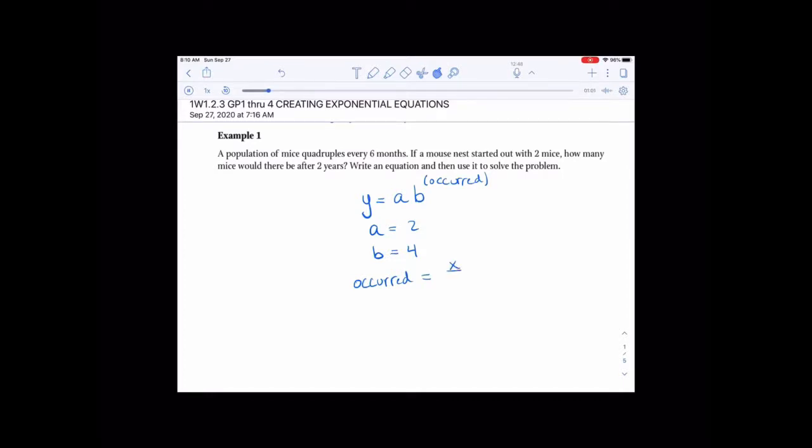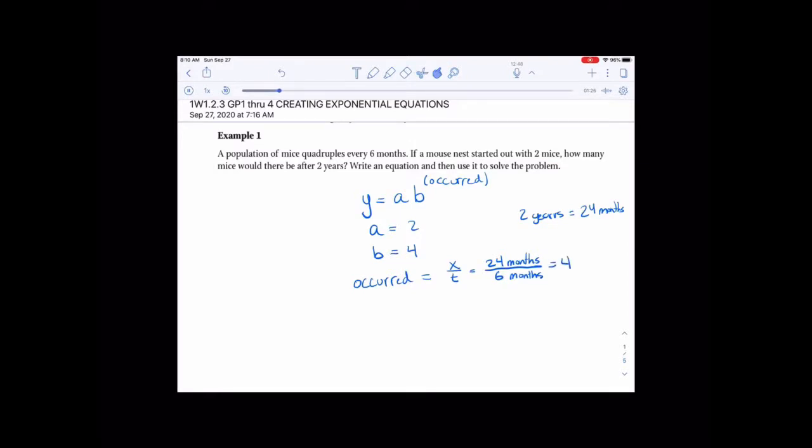X over T here. 2 years really is equal to 24 months. So we'd have 24 months over the fact that it happens every 6 months. So it has occurred 4 times.